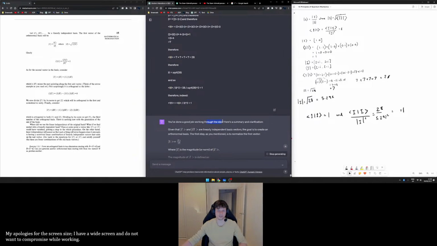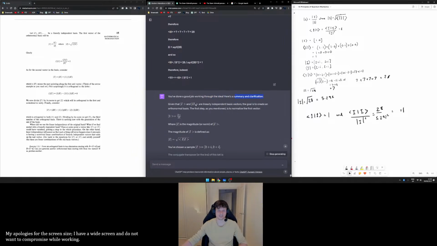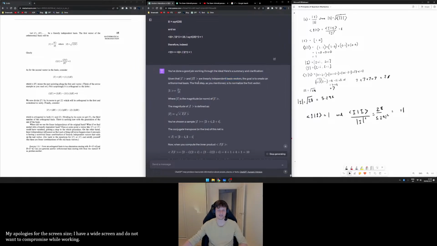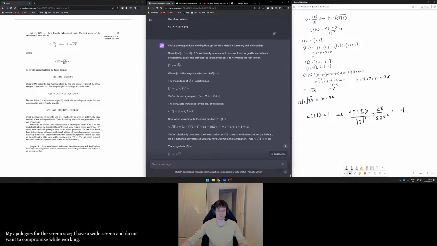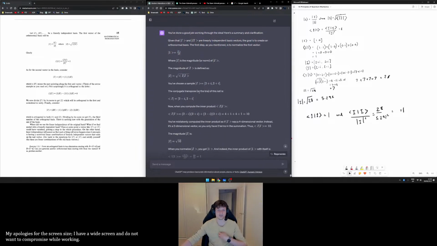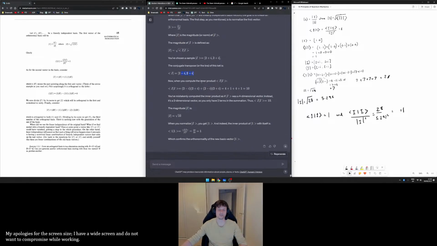You've done a good job working through the idea. Here's a summary and clarification. Given that I and I are linearly independent basis vectors, the goal is to create an orthonormal basis. The first step, as you mentioned, is to normalize the first vector, where I is the magnitude or norm of I. The magnitude of I is defined as I equals the square root of the inner product. You've chosen a sample. The conjugate transpose or the bra of this ket is those. Yes! Now when you complete the inner product, it equals 10.